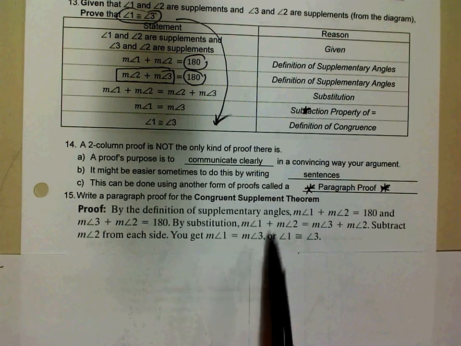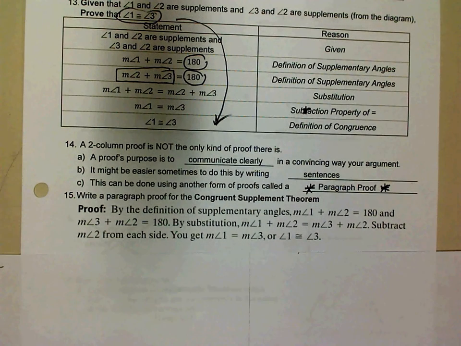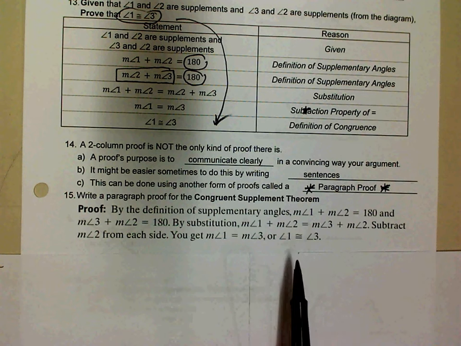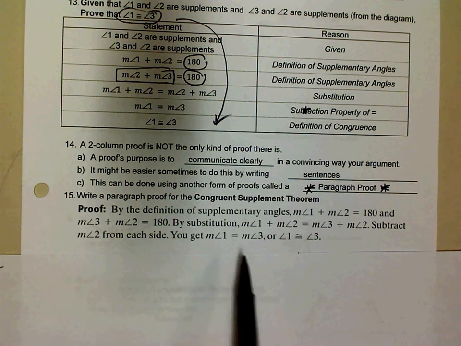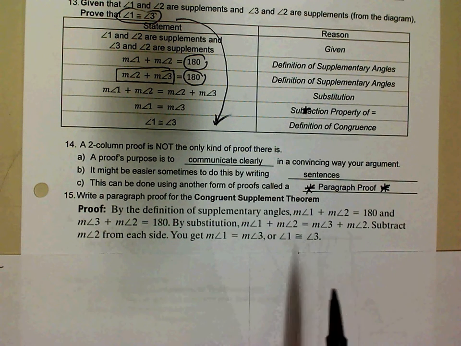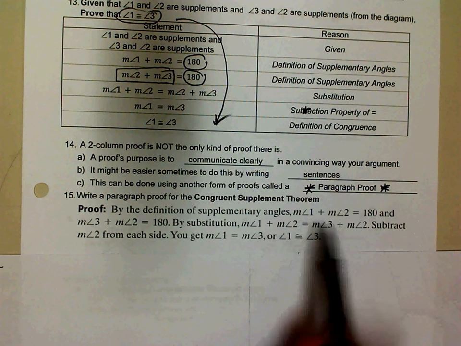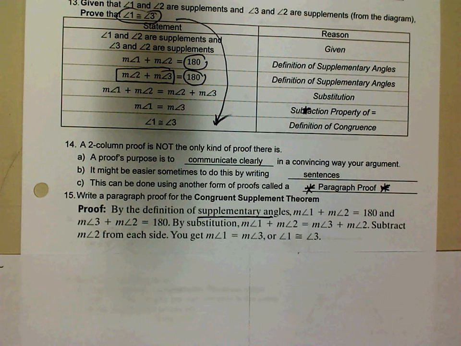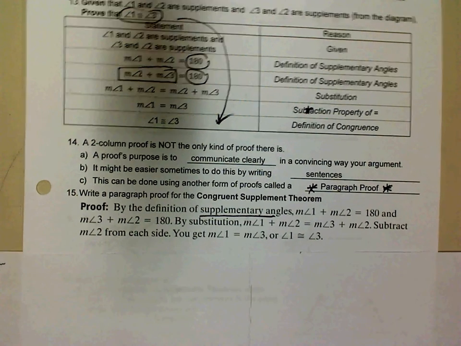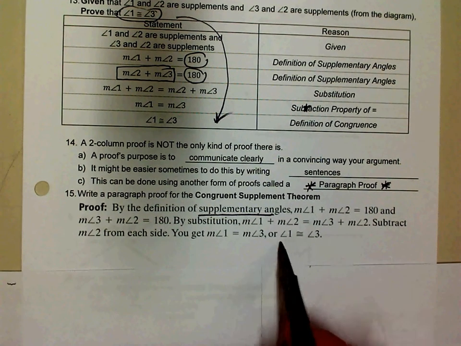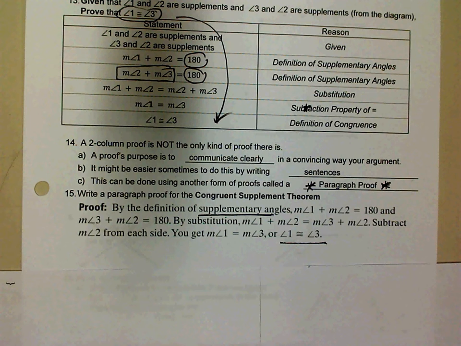You can see sometimes you can be a little bit more concise on this. The reasons may or may not be given for each one, but you're talking someone through how you got from the given, that there were a pair of angles supplementary to the same thing, to the final conclusion of angle 1 being congruent to angle 3. So I'll give you a few minutes to write this down as your first paragraph proof.